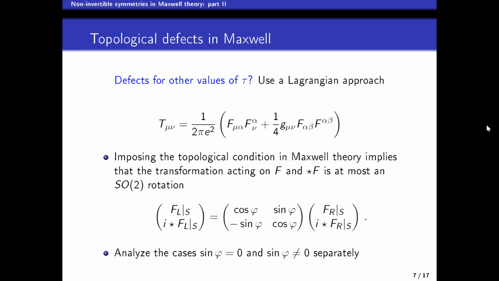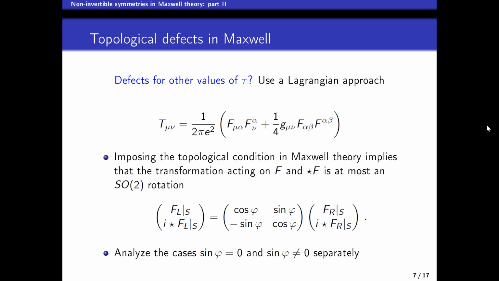Now, the question is, can we build other defects for other values of tau? And in order to do this, we use this Lagrangian approach that I described before. So we write the energy momentum tensor in Maxwell theory. And then we write the most general linear transformation that acts on F and star F. So F and star F are related by some linear transformation, and we impose that the energy momentum tensor is continuous at the interface. And what we get is that the most general transformation compatible with the continuity of the energy momentum tensor is an SO(2) rotation on F and star F with some arbitrary angle phi.